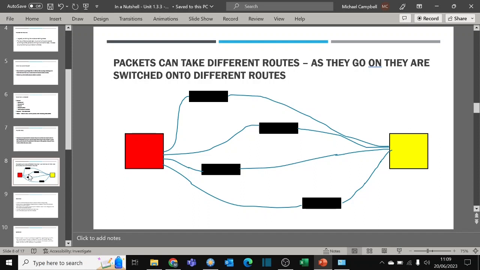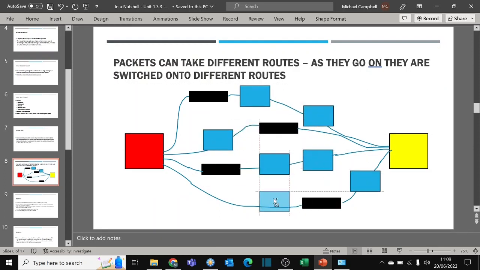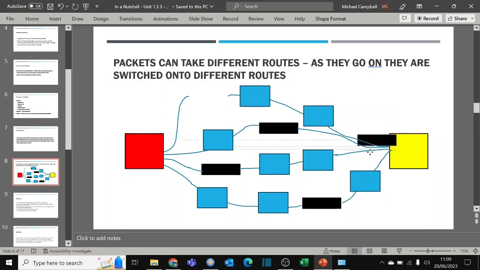So packets can take different routes as they're switched onto different routes. Let's imagine these are routers. These are loads of routers. The packet would go down one path to a router. It would get here, and then the router would decide where to go. And as it bounces from router to router, this is called a hop. Every time it goes down to a router, obviously that cable should be connected, but I drew it before. There you go. As it goes down the path to another router, it gets here, this router tells it to go to this router, and this is called a hop.